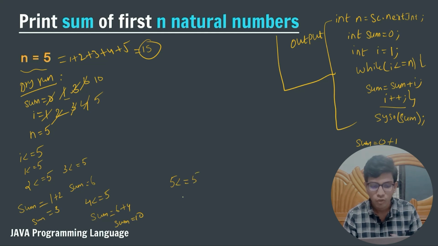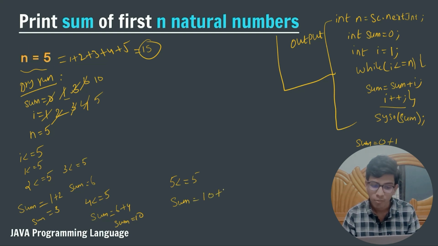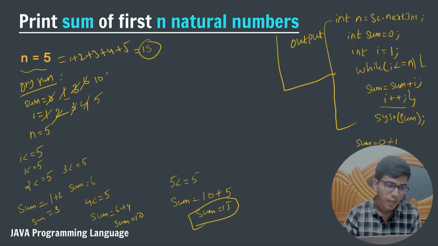Again the condition is true. If the condition is true, then it will come into our loop. So sum is equal to, now sum value is 10. So 10 plus I value is 5. So finally our sum will become 15. So sum will become 15 and I will become 6.